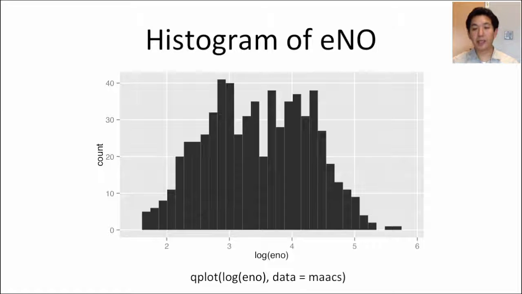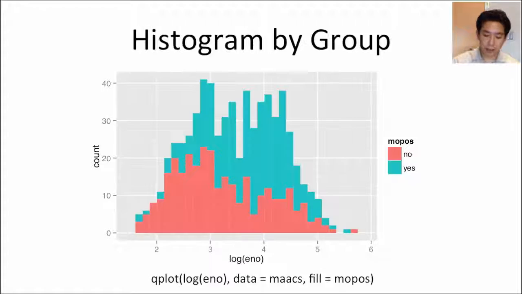So here's a basic histogram of exhaled nitric oxide. So this is the log of exhaled nitric oxide, and you can see it has an interesting shape. It looks like there's 2 peaks, or maybe even 3 peaks there as you go across the histogram. At the bottom of the plot here, I've got the code that makes this histogram in case you're wondering how you make it. And so I use the qplot function to make the histogram.